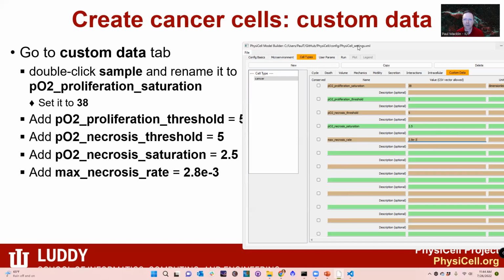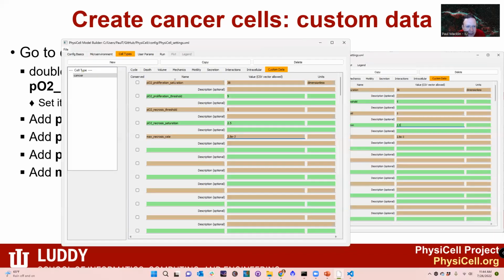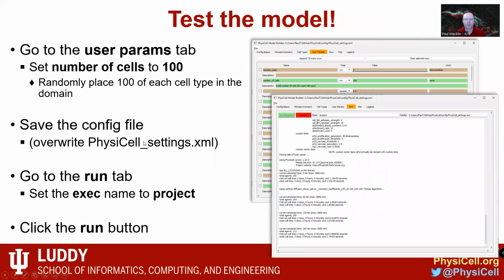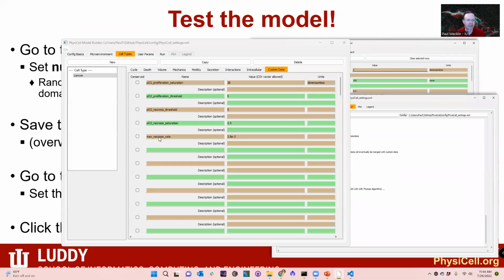Okay, so we have set up the custom data. Let's just double check that this looks right. Proliferation saturation, threshold, necrosis threshold and saturation, and max necrosis rate. Good. Okay, so we've got that. And this would maybe not be a terrible time to test the model.